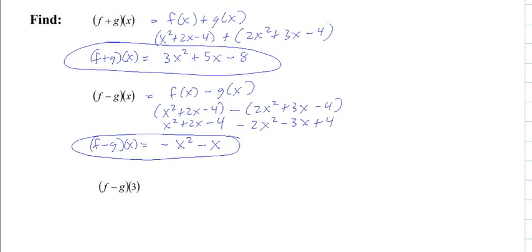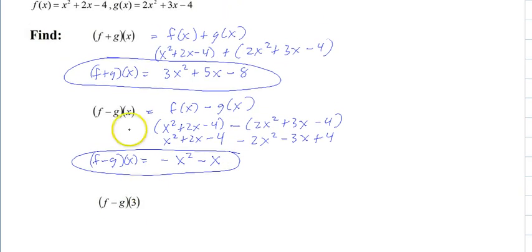What if you have a value? Well, you just take your function that's being represented, f minus g of x is this one, and we plug in 3. Simplify, and there you go. Negative 12. So f minus g of 3 is negative 12.